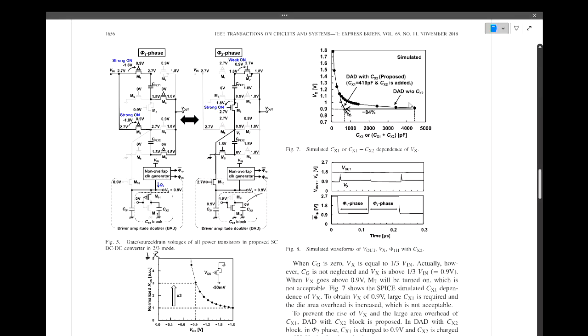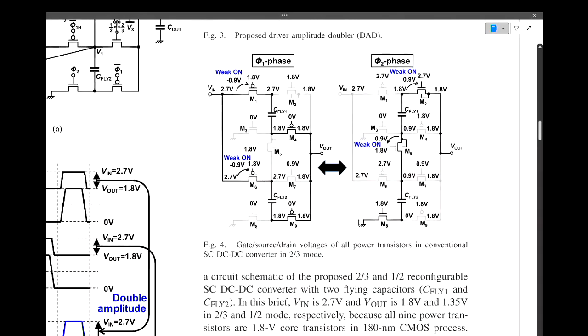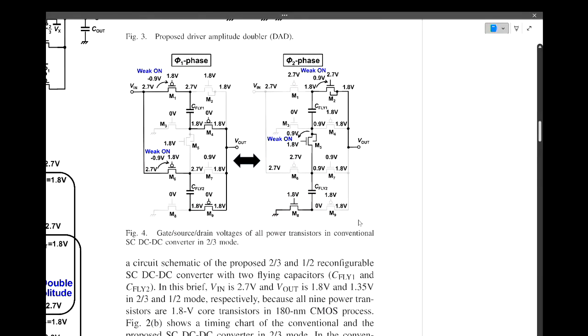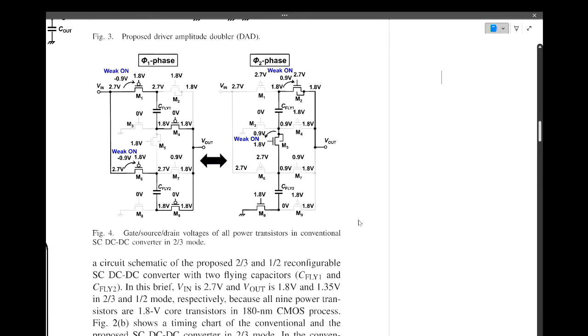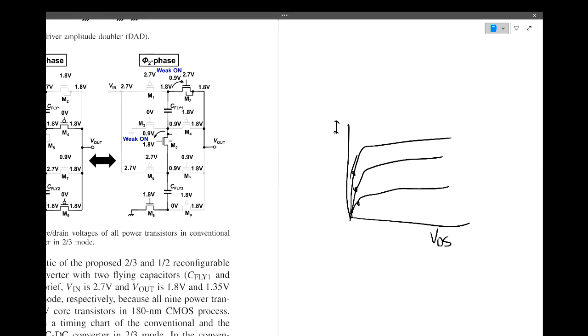Sure. On the on-resistance thing, if you look at the circuit here, or I can draw a graph for you. When you have transistors in triode, which is what these transistors are in, if you increase the VGS, the gradient in the I-VDS curve increases, which means a decrease in on-resistance. So we want less resistance to have less losses across the circuit.